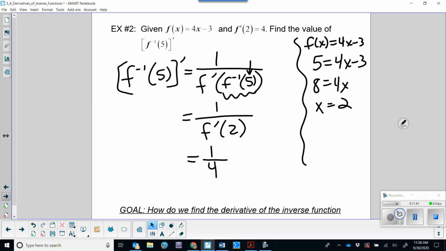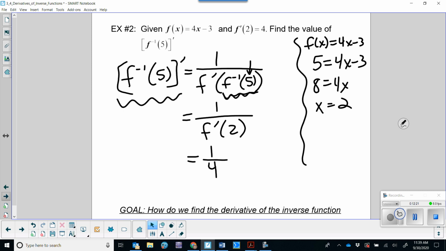So the important information here is that when I'm supposed to do f inverse of something prime, so I'm going to do the derivative, I just think it's 1 over the normal function f prime at the x value. That 5 is the y value, and I just have to find the x value that goes with it, and I need to know the derivative there of the regular function.